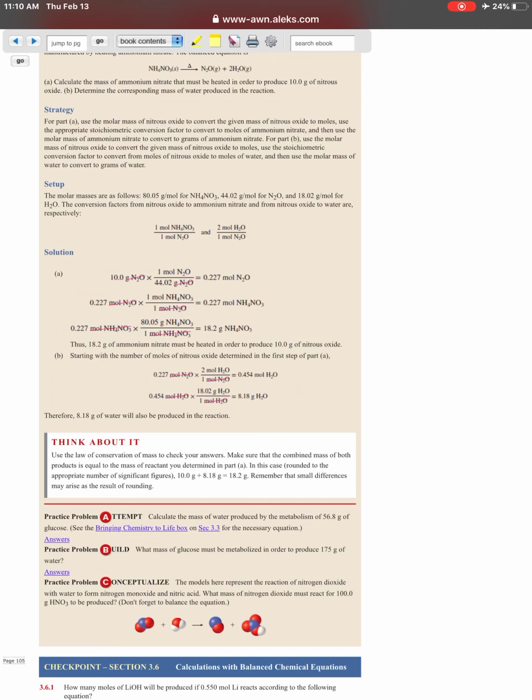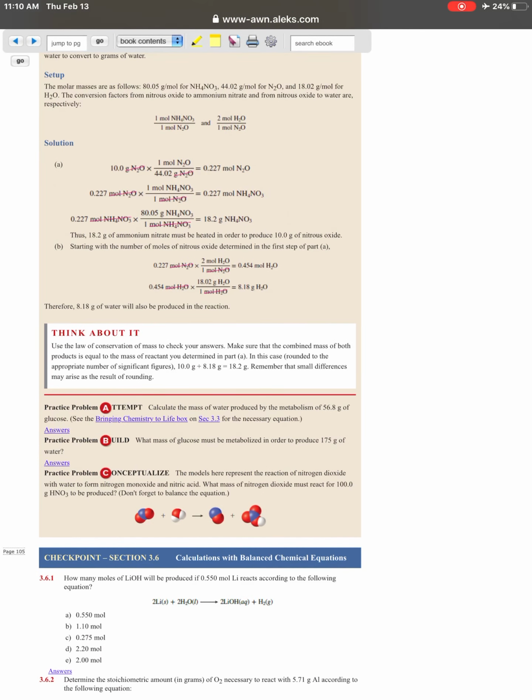And the reason for that is that if all the ammonium nitrate is being reacted and converted into N2O and water, the mass of the N2O and water should be the same as the mass of the NH4NO3, ammonium nitrate, that was decomposed. Mass balance. The mass of the products should equal the mass of the reactants in this example. Okay. That's discussed in the Think About It part right there.